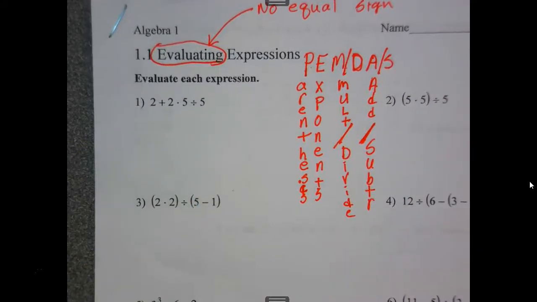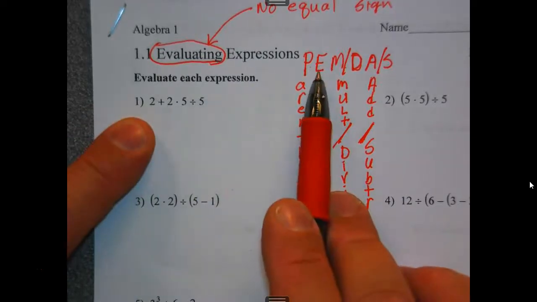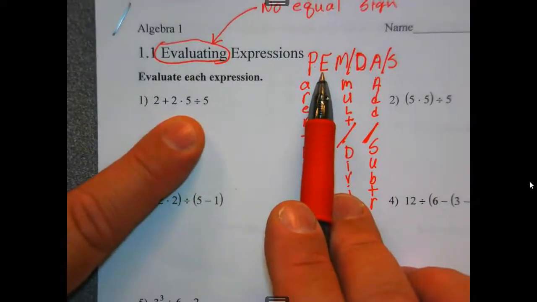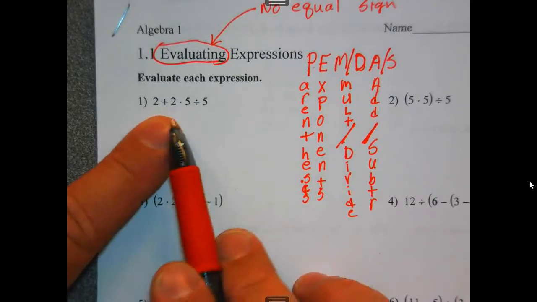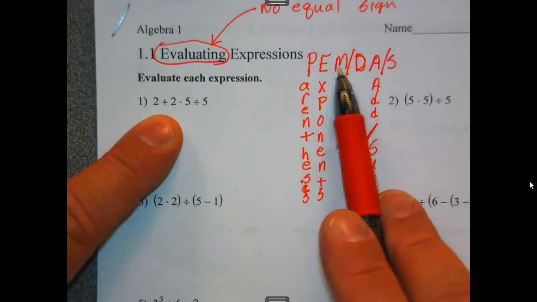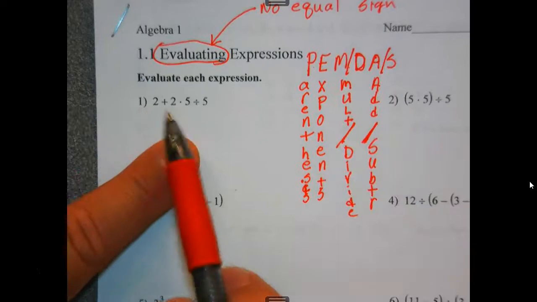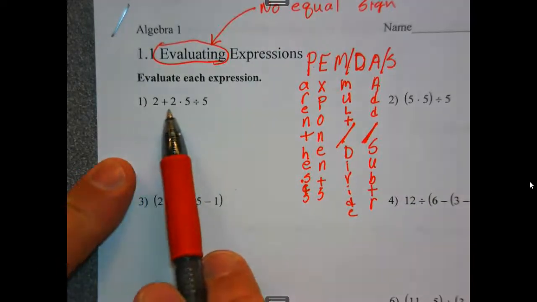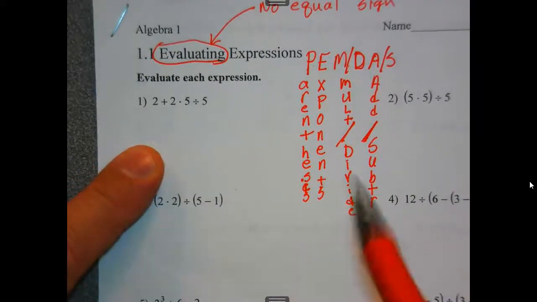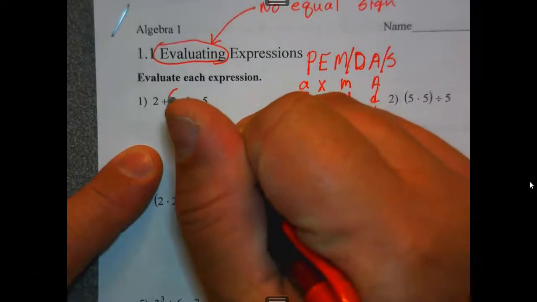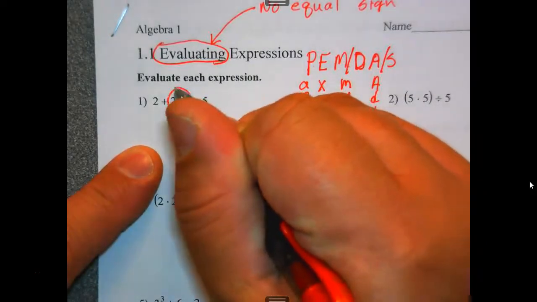Okay, so PEMDAS. So, number one, we're going to look to see if we have parentheses. Well, we don't. So the next thing we look for is exponents. No exponents. Then we look at multiplication and division, so we're going to go left to right. The first thing we have is multiplication, between the 2 and the 5.